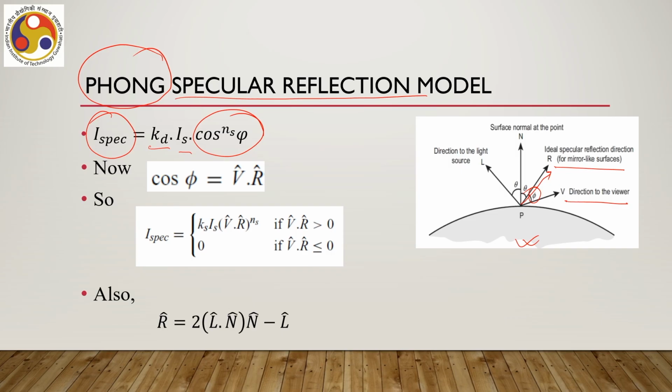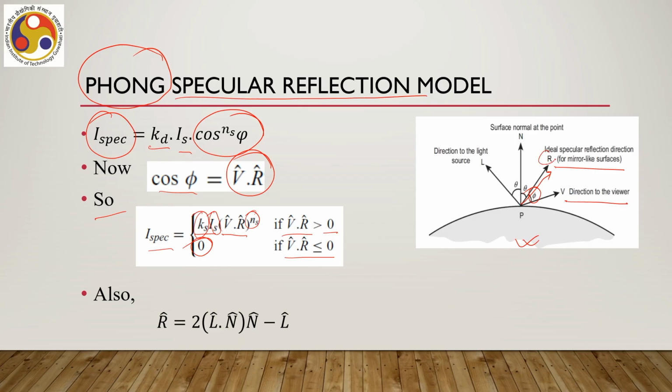Now, we can see from here that cos phi equals V dot R, another dot product of the two vectors. V is the viewer direction vector, R is the ideal specular reflection direction vector. So, we can say I specular is Ks Is, where Is is the source light intensity, Ks is the reflectivity for the specular component, (V dot R)^Ns if V dot R is greater than 0, otherwise it is 0.